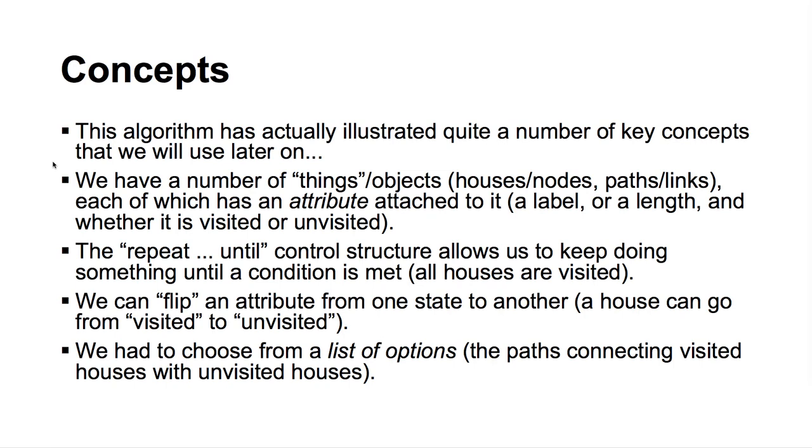So, this lecture has introduced quite a few concepts that we'll use later on, such as the idea of storing a number of things such as houses or nodes or the paths, each of which has information attached to it, such as a letter label or a weight or the fact that it's visited or not. And we also introduced the repeat until control structure, which allows us to keep doing something indefinitely until some condition is met. We came across the idea of flipping an attribute or a piece of information from one state to the other, that is a house that's been visited or not. And we saw the idea of calculating a list or a set of options from those available.